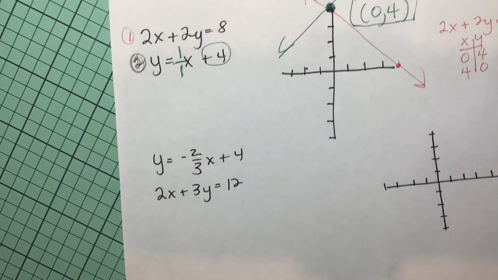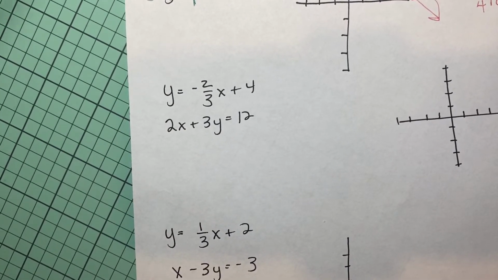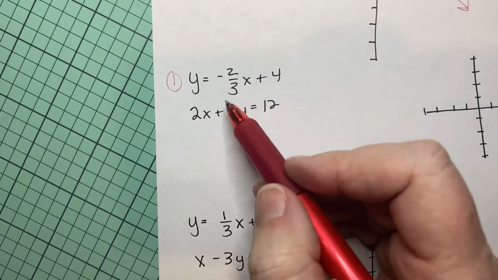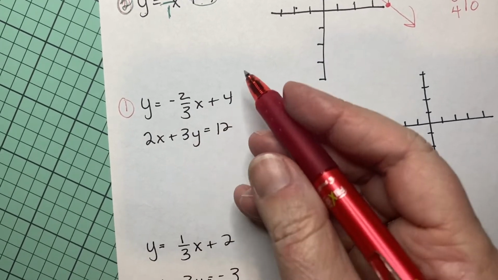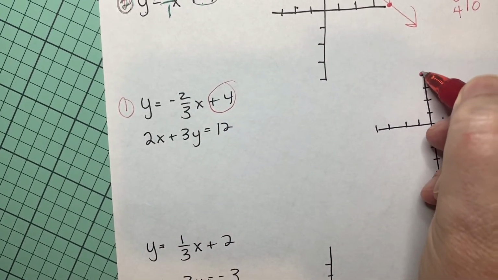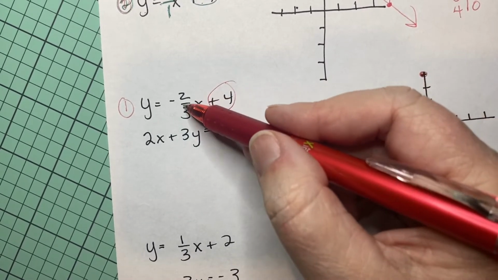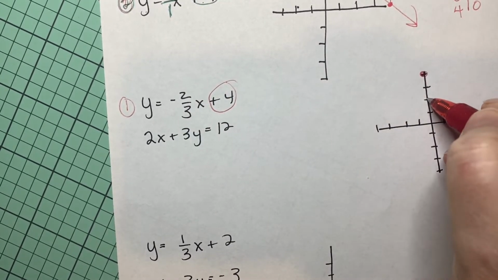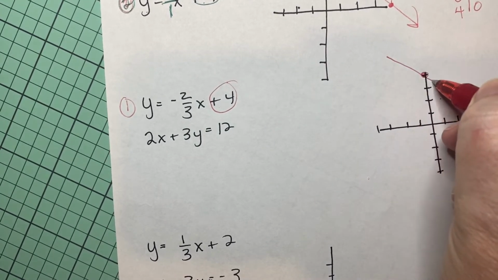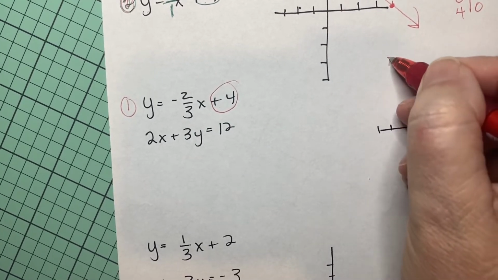Let's try another one. So let's do this one. So again, let's do the first one in red. And so this one's ready to graph. It's already solved for y, so our y-intercept is 4, and our slope is a negative 2/3. So I go down 2, over 3. 2 points make a line. So there's my first line.